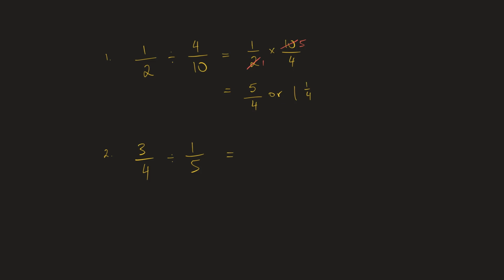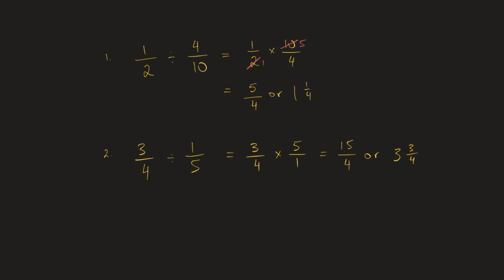So following the same process again, the second question, 3 over 4: the division sign changes to a multiplication, I flip the fraction. Okay, I can't cross simplify here, so I'm going to multiply the numerators together, that'll give me 15 over 4, or that's going to be 3 and 3/4.